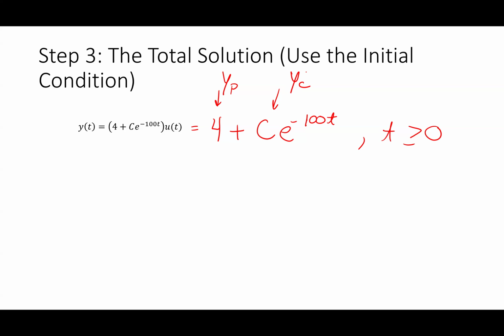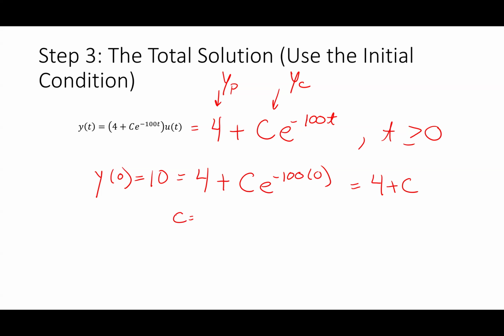I still don't have everything figured out, right? I don't know what this value is here. So how do I figure out what that value is? Use the initial condition. So what I said was that y of 0 was equal to 10. So I say that's equal to 4 plus c times e to the negative 100 times 0. What's e to the negative 100 times 0? 1. So 4 plus c equals 10. What's c equal to? 6.